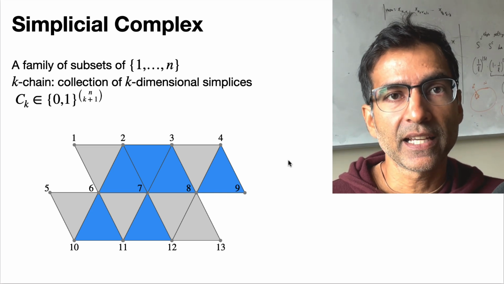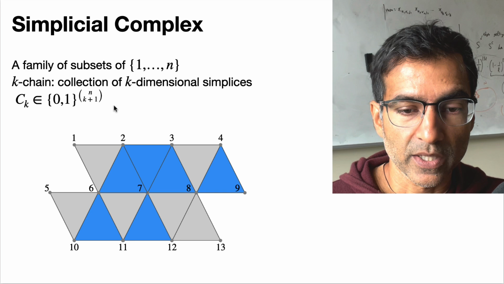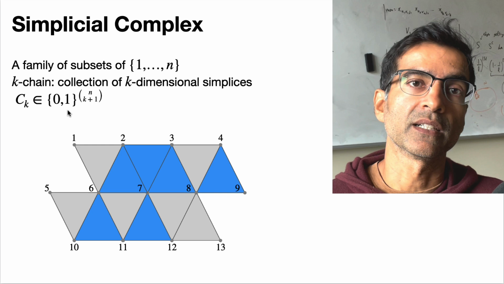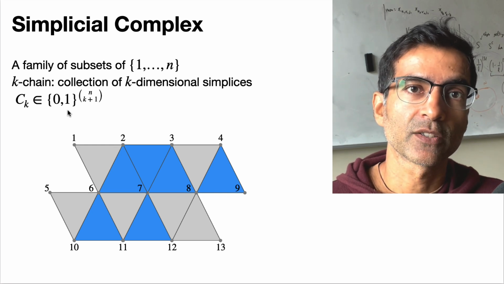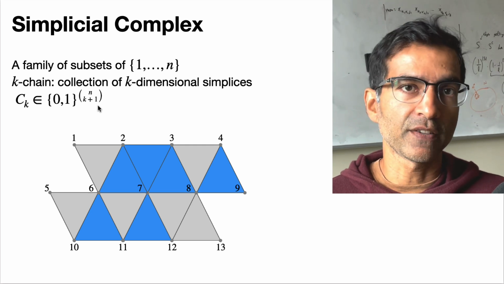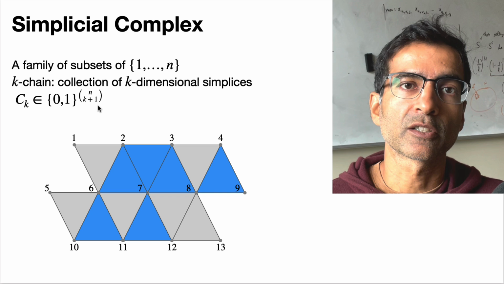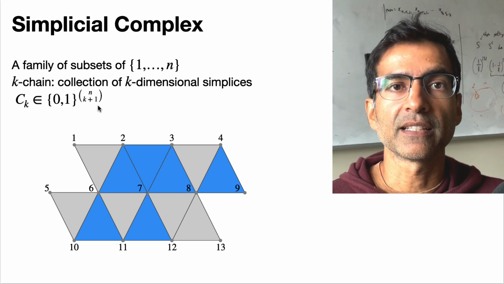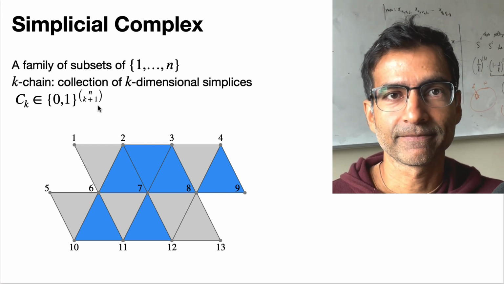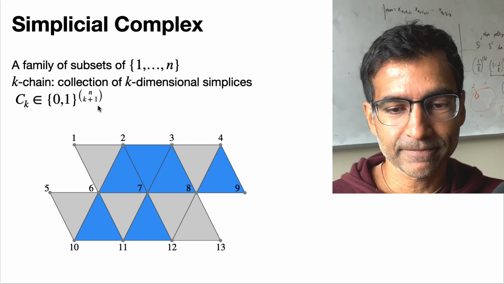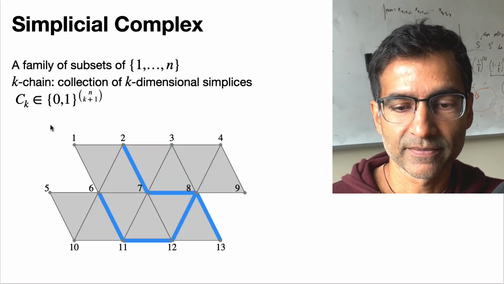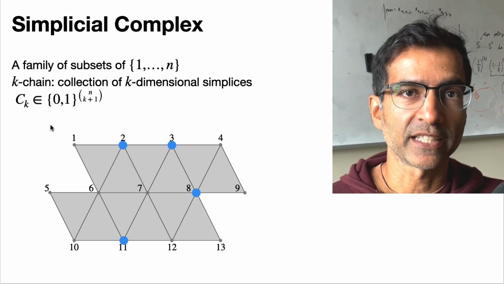And now you can identify the k-chain with a binary string where every coordinate of the string corresponds to a k-dimensional simplex. Okay, there are n choose k+1 potentially such k-dimensional simplices. So you can make a vector where every coordinate corresponds to one of those simplices, and then the k-chain corresponds to a binary string by specifying which of those simplices are included in the k-chain. Okay, so that's a k-chain. So this is an example of a 2-chain. This is an example of a 1-chain. This is an example of a 0-chain.